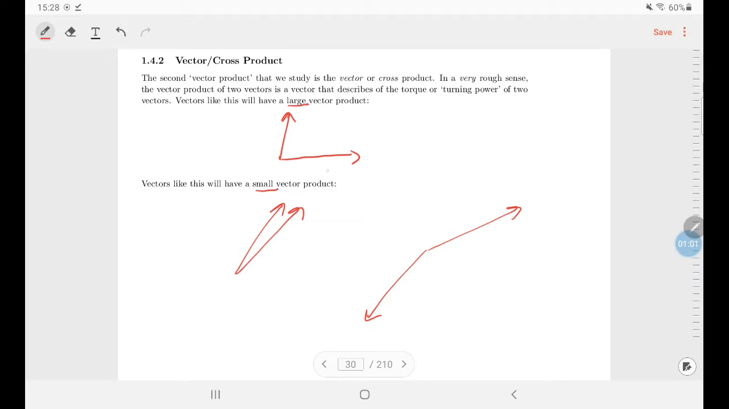If this is U and this is V, in this one, the magnitude of U cross V, the largest it can be, is the length of one by the length of the other. This isn't describing the vector that is the cross product. This is describing the length of the vector. It'll be approximately the length of U by the length of V. And for both of these two, the magnitude of U cross V will be close to zero. So that's what I mean about it being a small vector product.